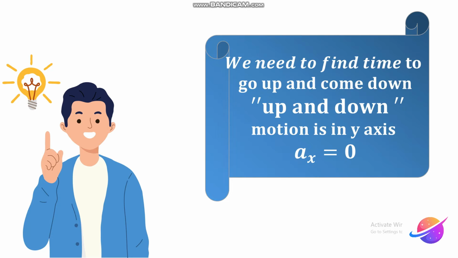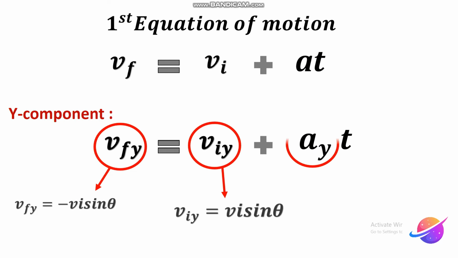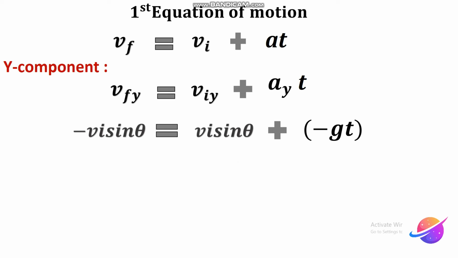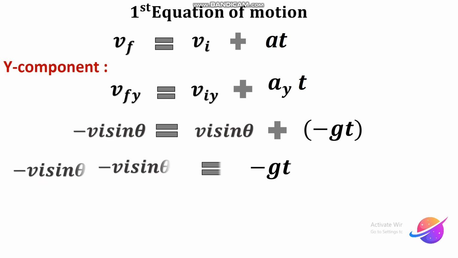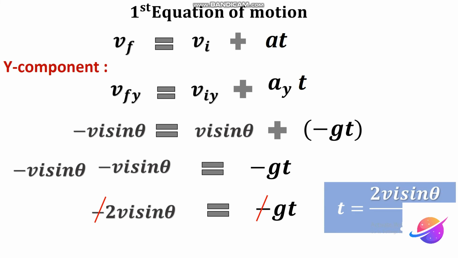What is a here? a is equal to minus g as the projectile is moving up. So putting the values all together, we have minus Vi sine theta is equal to plus Vi sine theta minus gt. The Vi sine theta would go there with a negative sign, so it would become minus 2 Vi sine theta is equal to minus gt. The negative sign cancels out, and we are left with t is equal to 2 Vi sine theta over g.